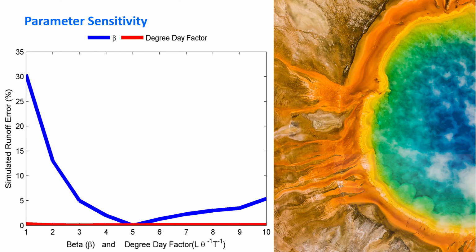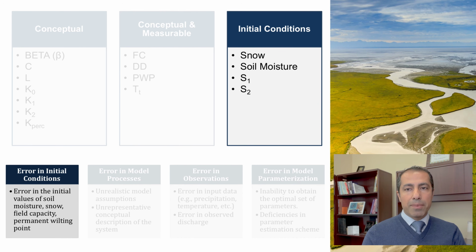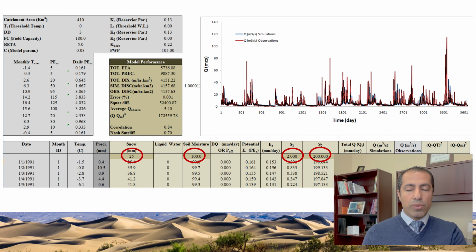In reality, when you change multiple parameters at the same time, then your results will be very different. We talked about model parameters. Now let's talk about our initial values. Remember, we made some assumptions, like there is 100 millimeter equivalent of soil moisture, and we want to go back and revisit our assumptions. These are the initial values we used.